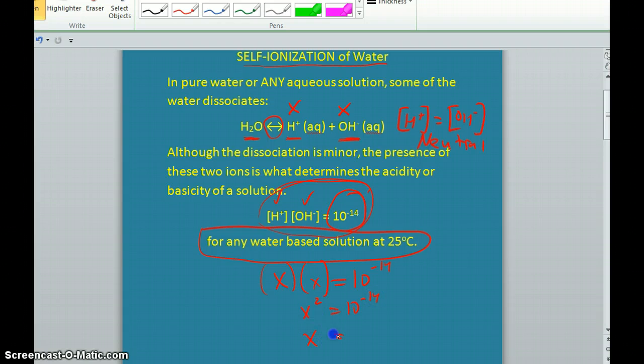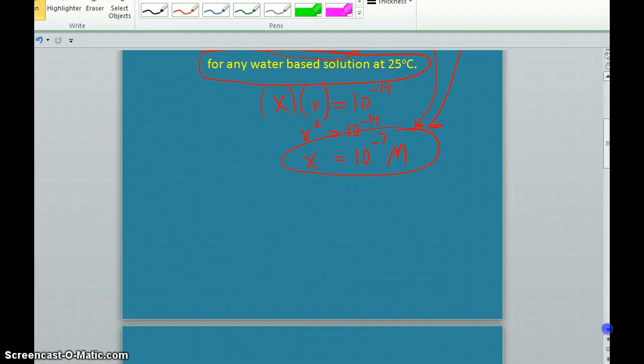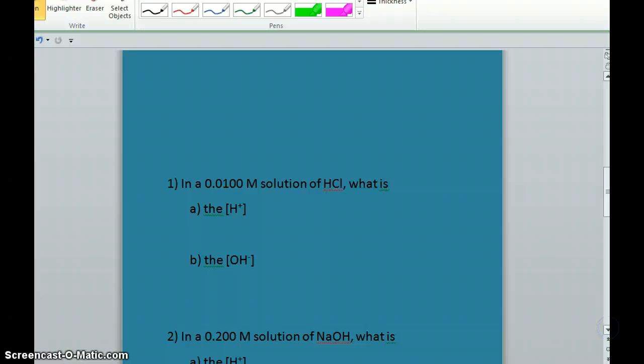And when we solve for X, which could be either concentration, they're the same here, you get 10 to the negative 7th molar. In other words, both proton and hydroxide concentrations in pure water are the same, 10 to the negative 7th moles per liter, which is very small. That's a 10 millionth of a mole per whole liter of water would be the number of moles of protons and hydroxides. Very small.